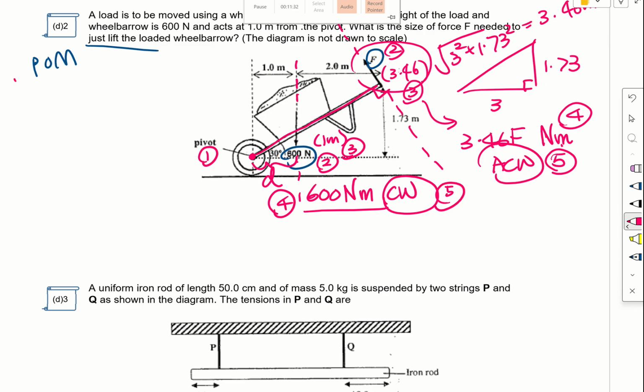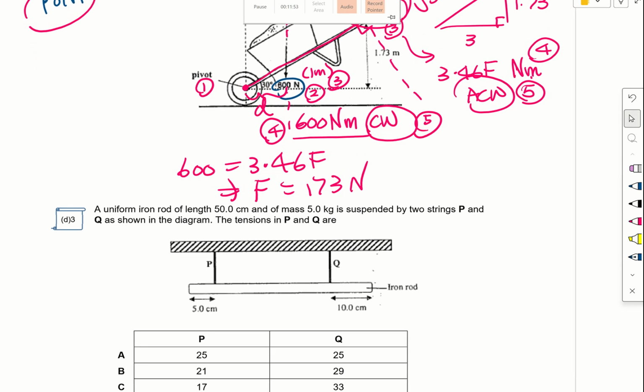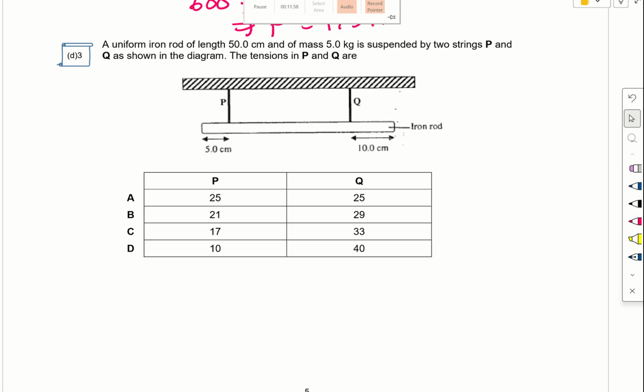Okay, and just now we said that we can use the principle of moments, so we will assign clockwise equals to anti-clockwise. So 600 equals 3.46 F. Therefore, your F will be 173 Newton. Okay, D3. Now that you understand how to apply the 6 steps, D3 is slightly more difficult.